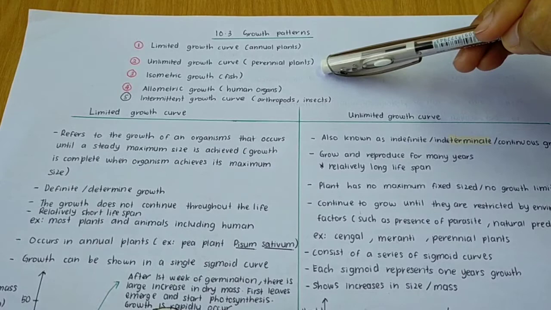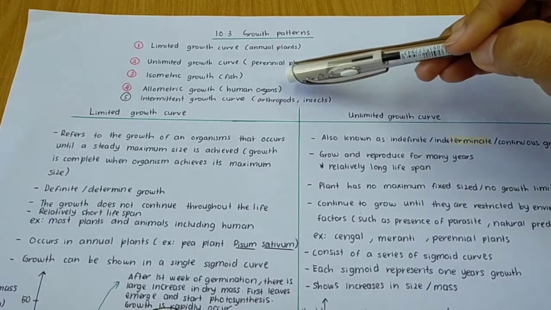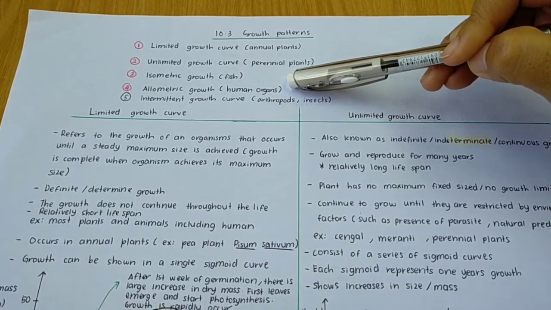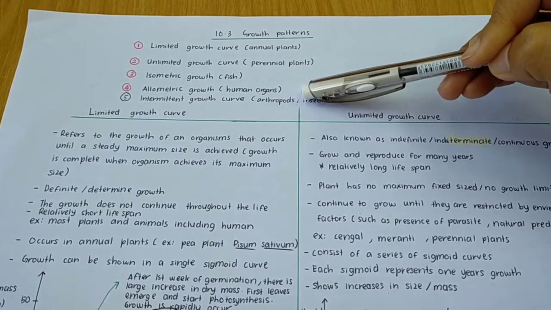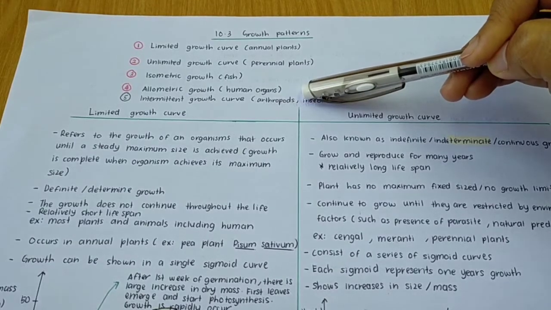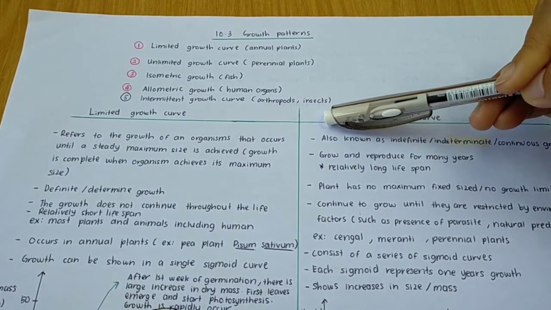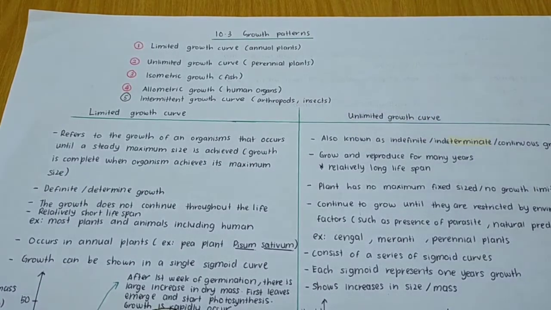Second, unlimited growth curve that occurs in perennial plant. And then third, isometric growth curve, for the example fish. Number 4, allometric growth, for the example in human organ. Another one, intermittent growth curve, for the example in arthropods and insect.